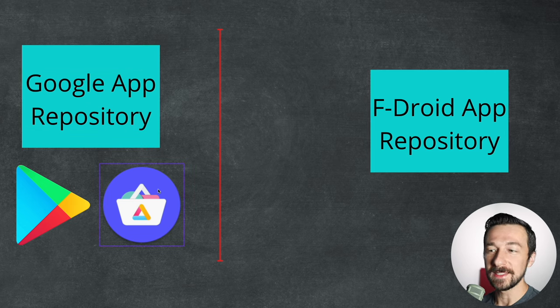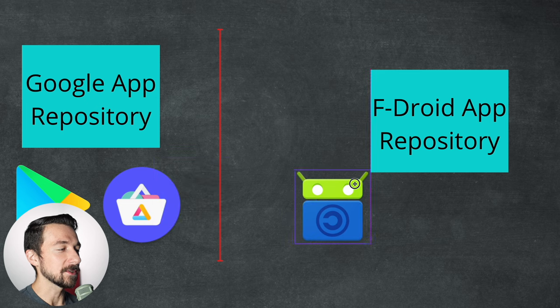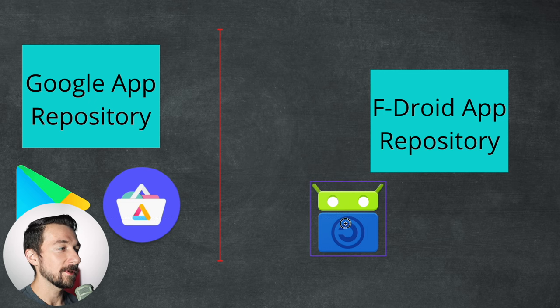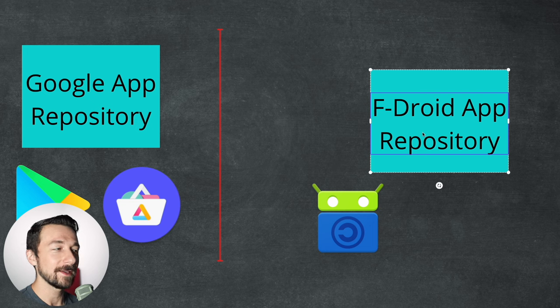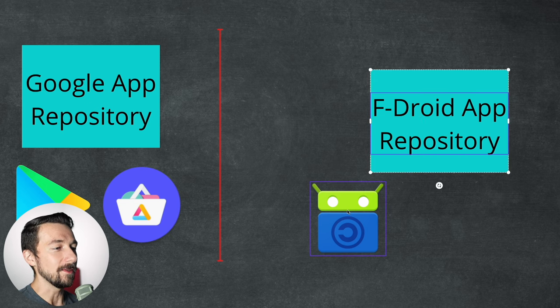On the open source side, it's similar to how we have Google Play and Aurora Store to access the Google app repository. On the open source side, we also have the official F-Droid app, which again, I want to make the distinction. This is the F-Droid app, and we also have the F-Droid app repository. They are two different things. So when someone says F-Droid, if you want to be specific, you need to know if they're talking about the app repository or the F-Droid app.